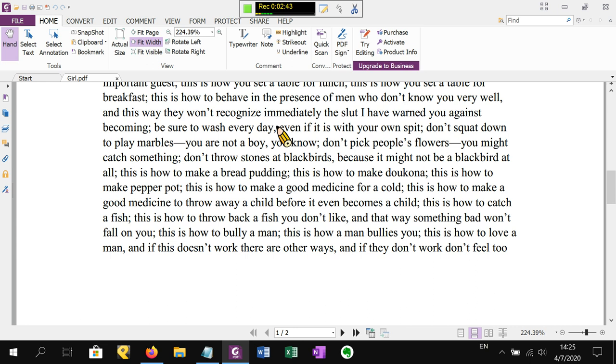Be sure to wash every day, even if it is with your own spit. Sounds kind of funny, but it's actually pointing to poverty. If you don't have access to clean water that day, you should still try to clean yourself any way that you can find.